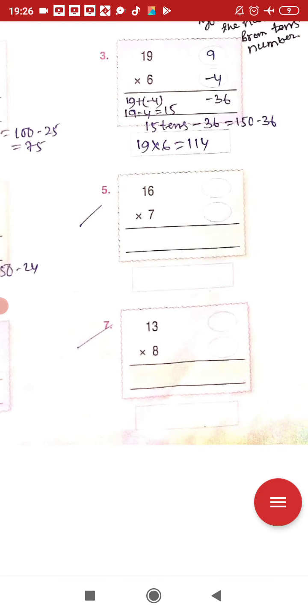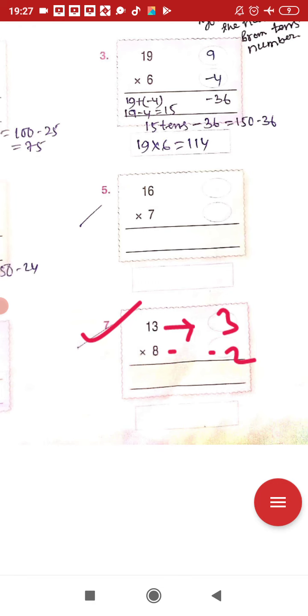Let's solve this. 13, that is the number, that is the multiplicand. 8 is the multiplier. You know that a multiplication contains some factors. One is the multiplier, another is the multiplicand. The first one is the multiplicand, the second one is the multiplier. So what is the NIKHILAM or complement of 13? That is the multiplicand. So the complement of 13 will be 3, and the complement of 8 will be minus 2.